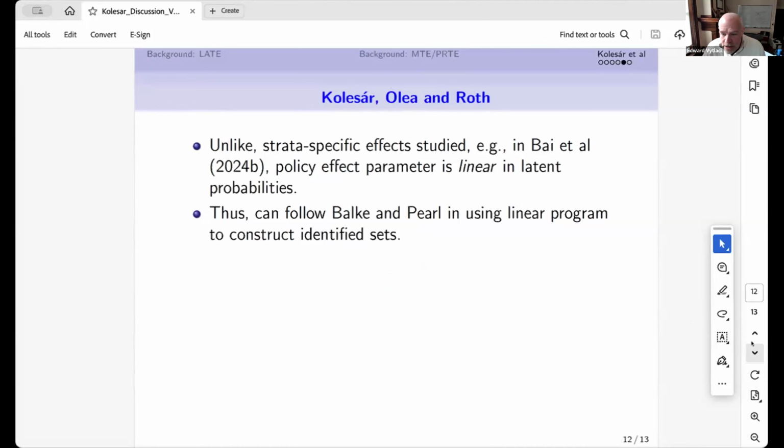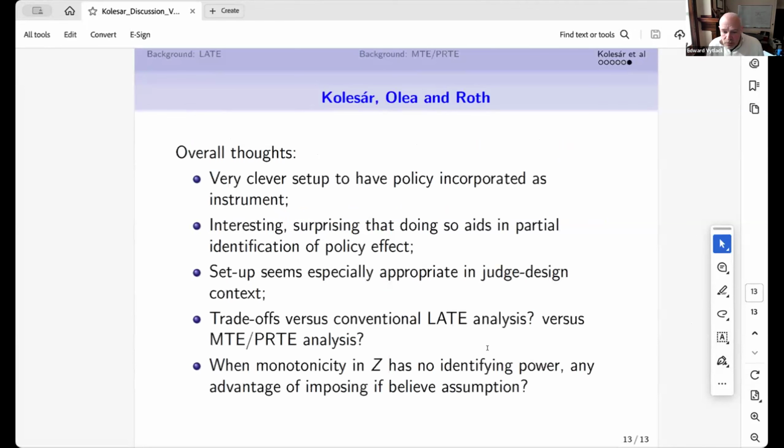I think I already said this. So just summarizing, I really enjoyed the paper. I thought the setup was really clever. This idea of taking the policy and representing the policy as an instrument and imposing LATE monotonicity on that instrument, the policy, is clever. I've never seen that before.